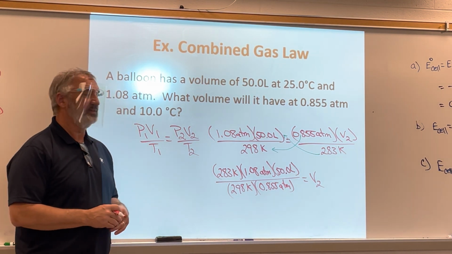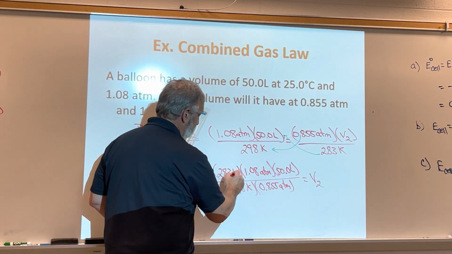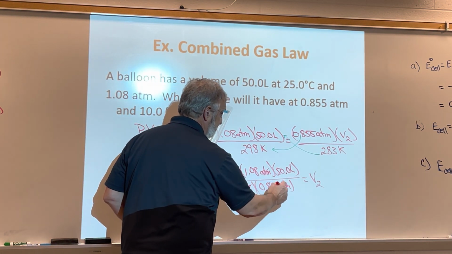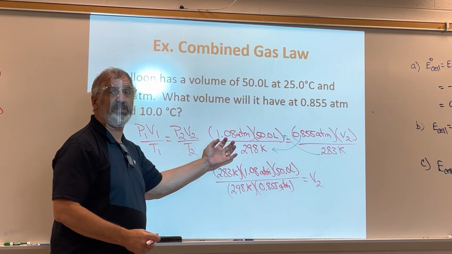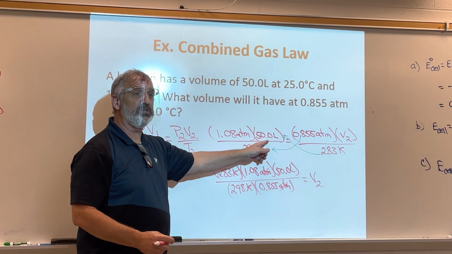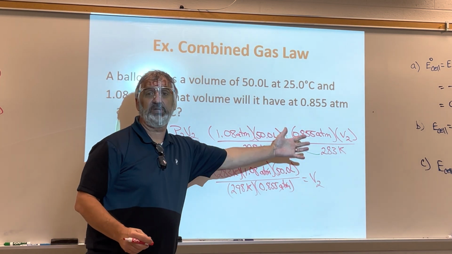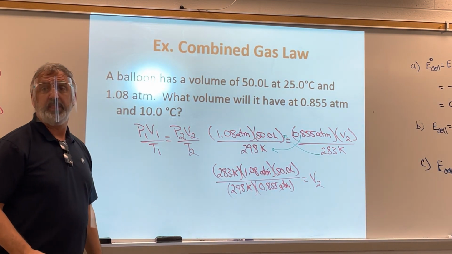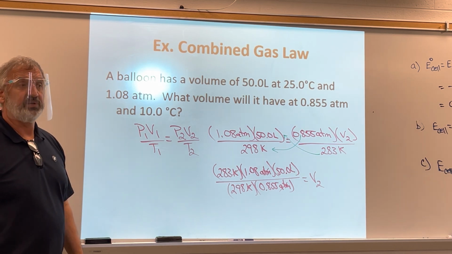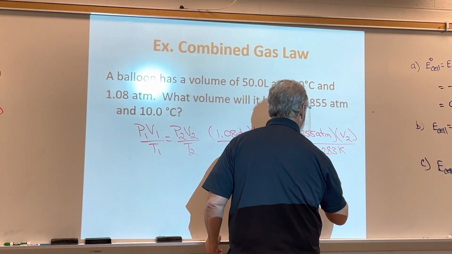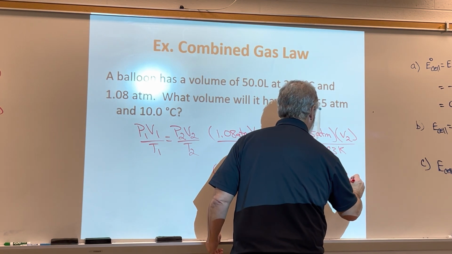Fairly basic. Now notice, kelvins will cancel, atmospheres will cancel, leaving me liters. So whatever unit the volume is on the left side, that's what it'll be on the right side. If this was milliliters, it'd be milliliters. If it was quarts, it'd be quarts. And what does the answer come out to, to three sig figs? 60.0 liters.